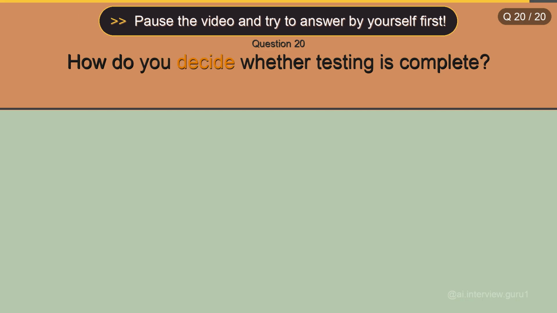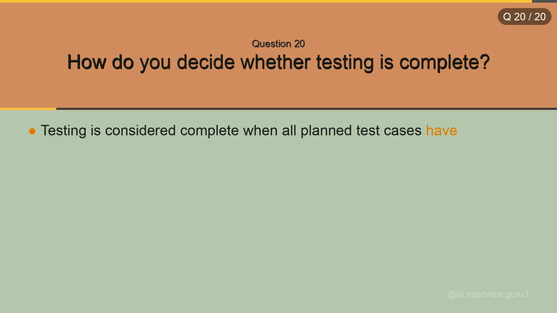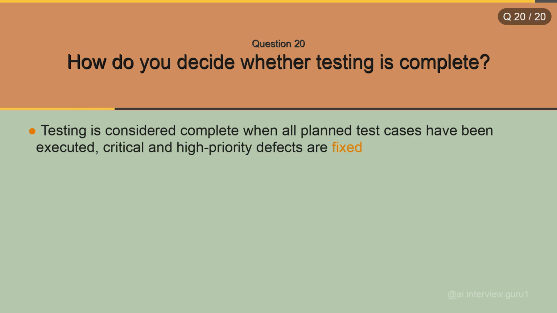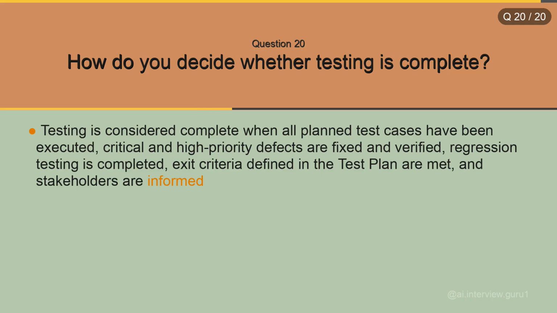How do you decide whether testing is complete? Testing is considered complete when all planned test cases have been executed. Critical and high-priority defects are fixed and verified. Regression testing is completed, exit criteria defined in the test plan are met, and stakeholders are informed about any known risks and agree on release readiness.